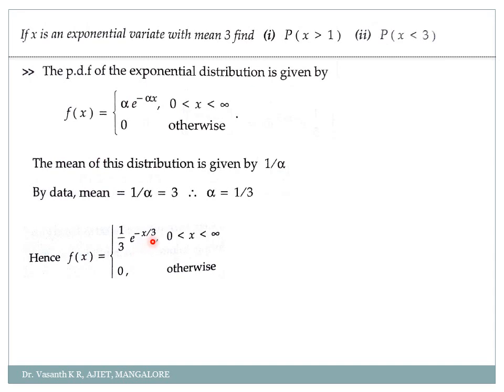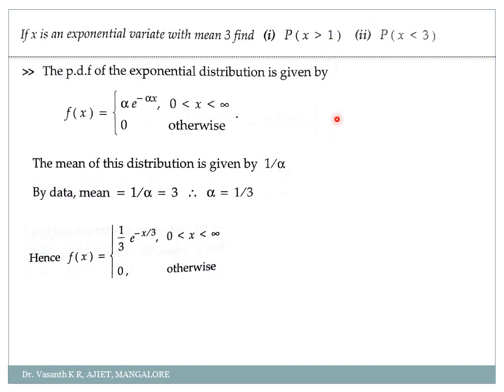So the function is 1 by 3 into e to the power minus 1 by 3 into x, where x is between 0 to infinity. Now I will answer my first question. What is the first question? Find the probability of x greater than 1. Greater than 1 means what? It may be x equal to 2, 3, 4, 5 up to infinity.